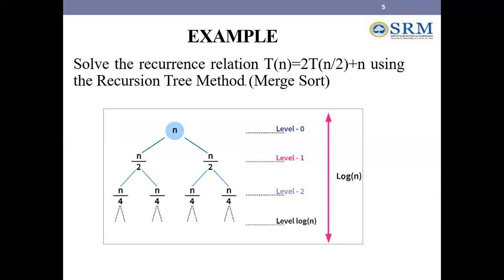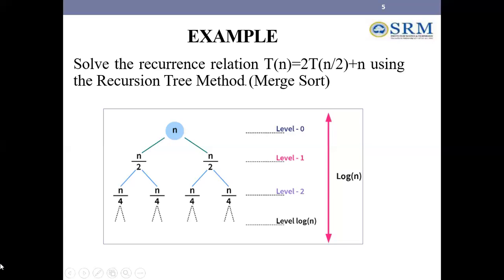The n represents that when we merge the two subproblems, n by 2 and n by 2, the algorithm performs a maximum of n basic operations. In the case of merge sort, for merging two sorted arrays, it performs a maximum of n comparisons in the worst case. So this is the recurrence relation for merge sort: T of n is equal to 2T of n by 2 plus n.